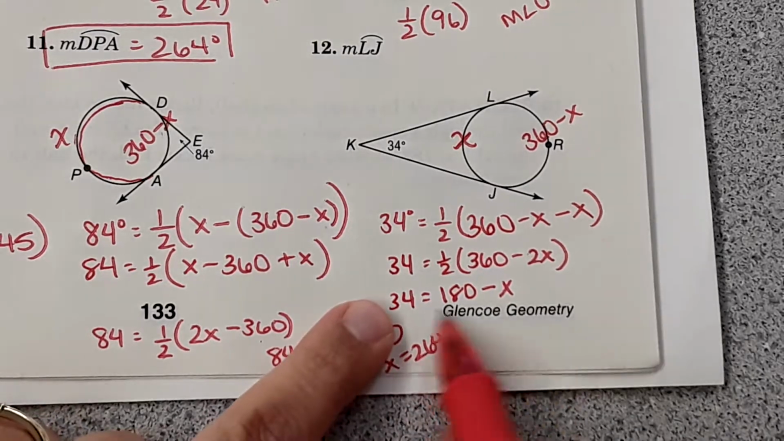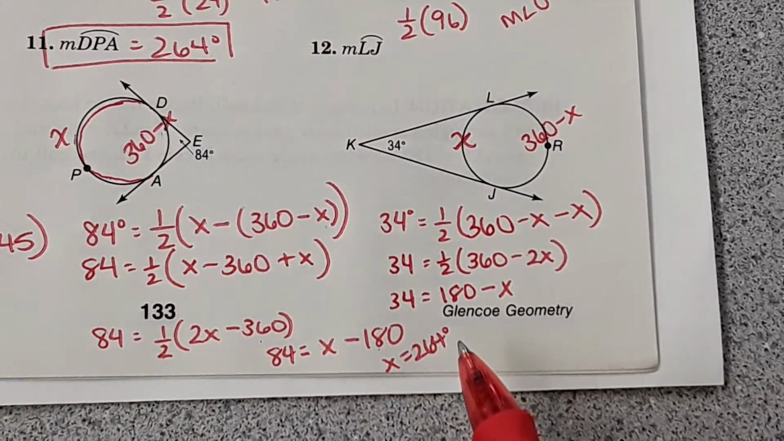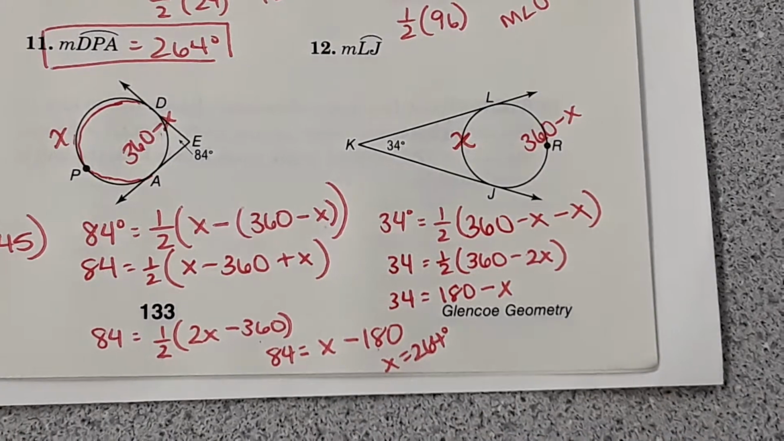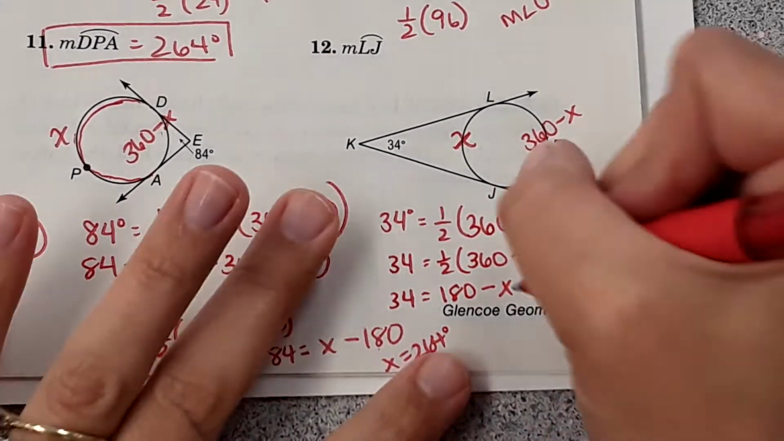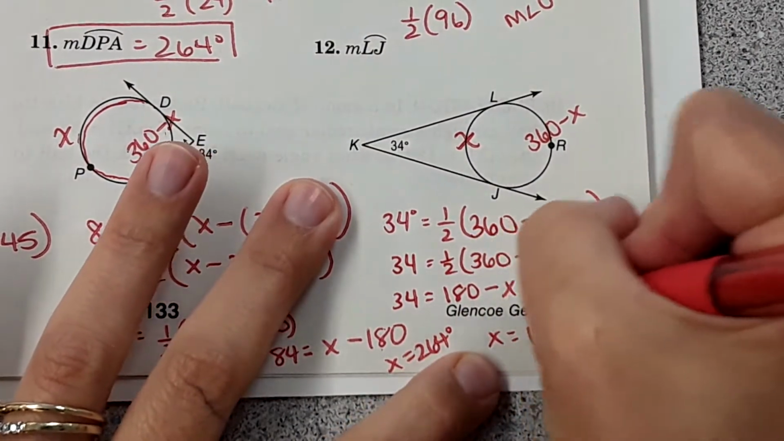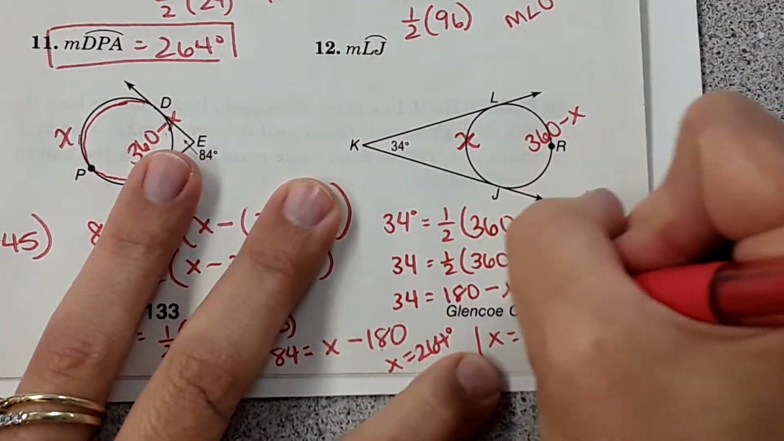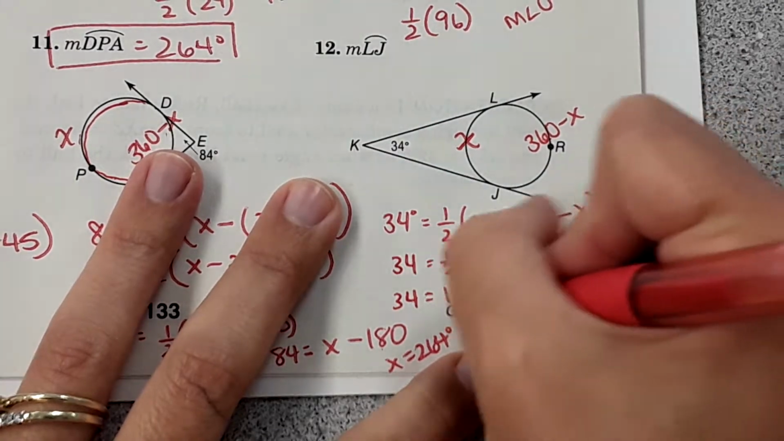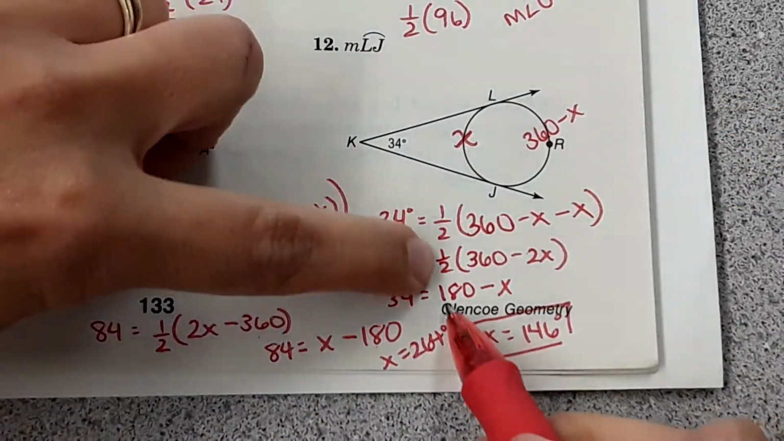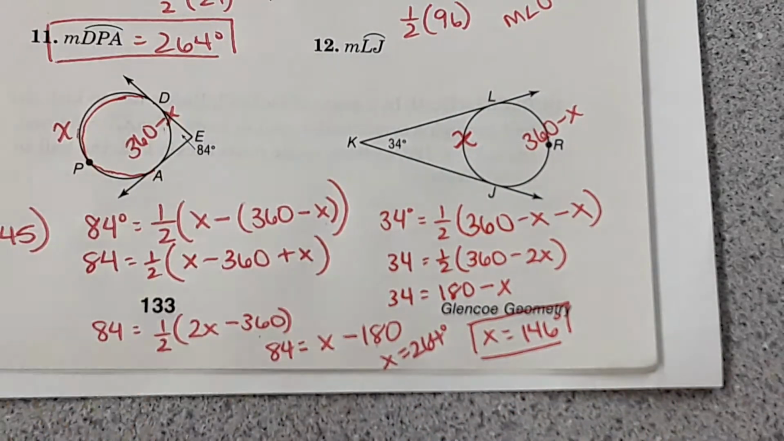When you solve this here, you get, oh, I don't have it written down there, hold on. 146. You got 214? I think it's 146. So if you subtract 180 from both sides, you probably add, yeah.